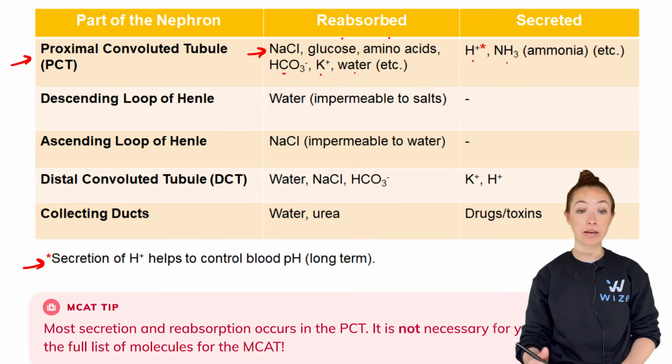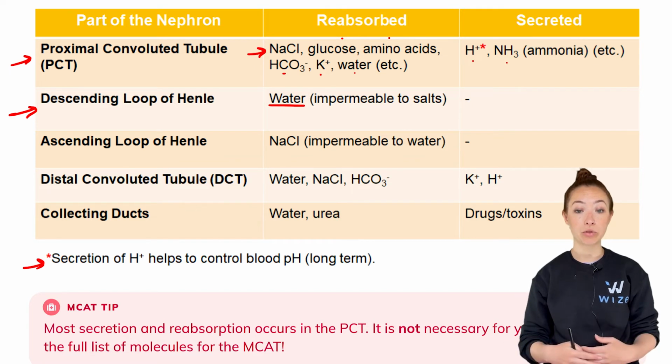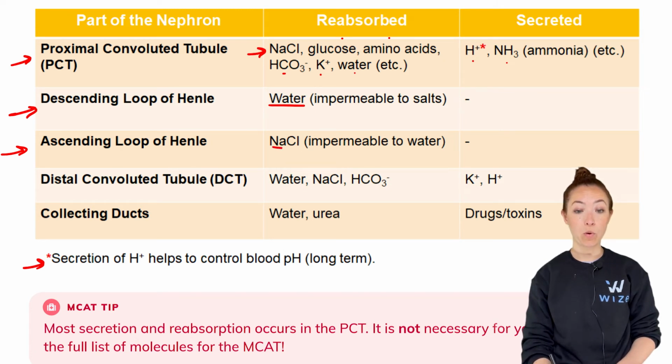Okay, now we've reached the descending loop of Henle. This is where mainly water is reabsorbed, and this portion of the nephron is pretty much impermeable to salts. Not a lot of secretion happens there. And the ascending loop of Henle is sort of the opposite, where there's a lot of permeability to salts like sodium chloride, but it is virtually impermeable to water.